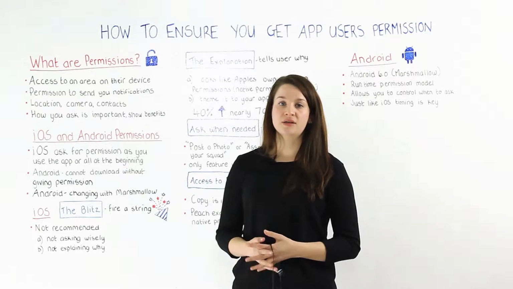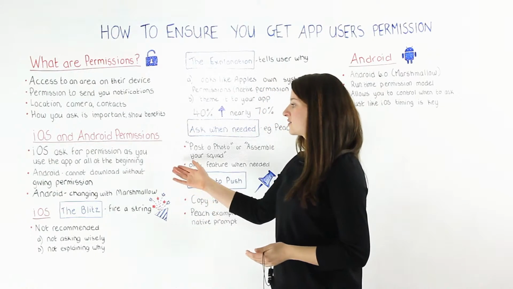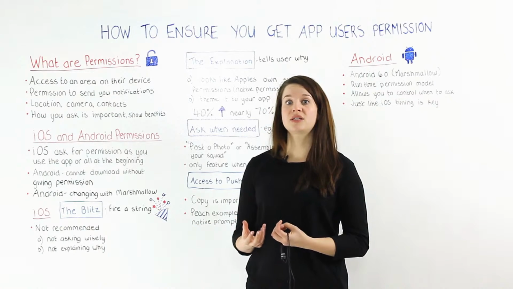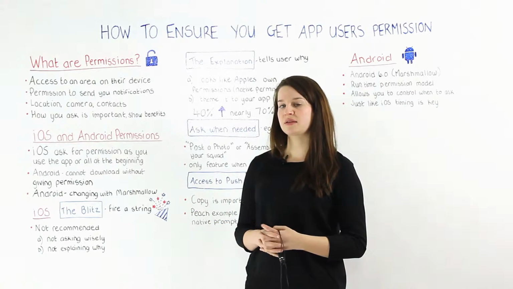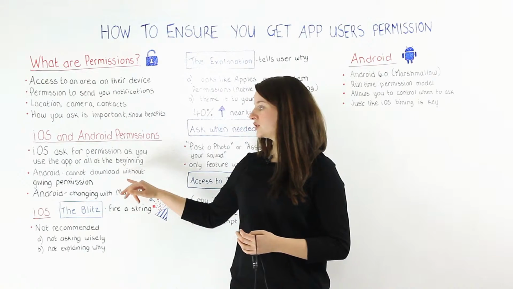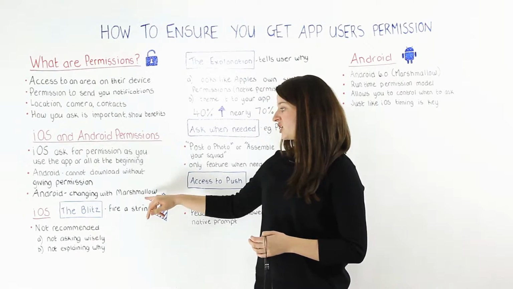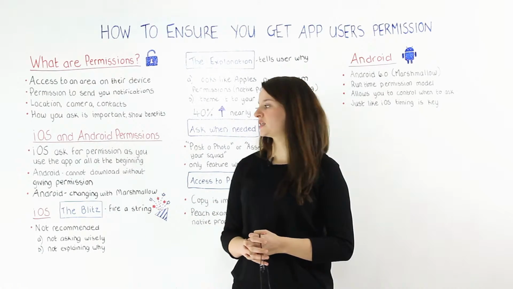So iOS and Android permissions. iOS asks for permission as you use the app, as you're going along, or when you download it initially. But we're going to look at a few of these different methods in a moment. So with Android, you cannot download without giving permission from the Play Store. However, this is changing with Marshmallow 6.0.